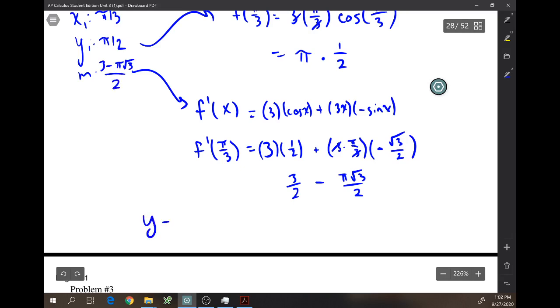So this gives us just our equation. Right now we just plug into our point slope form.